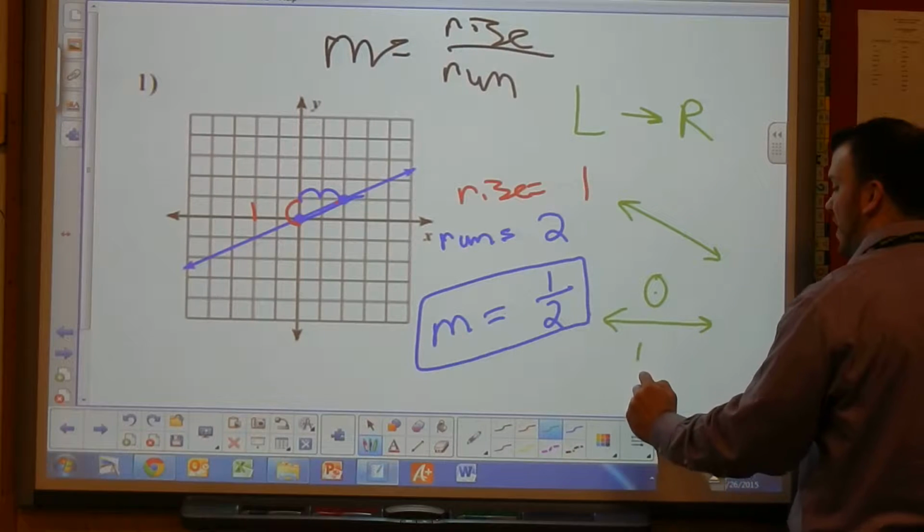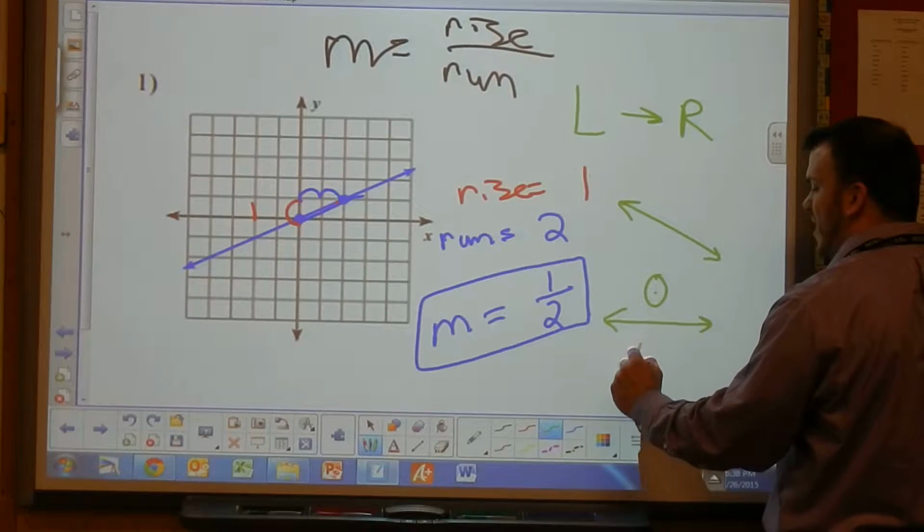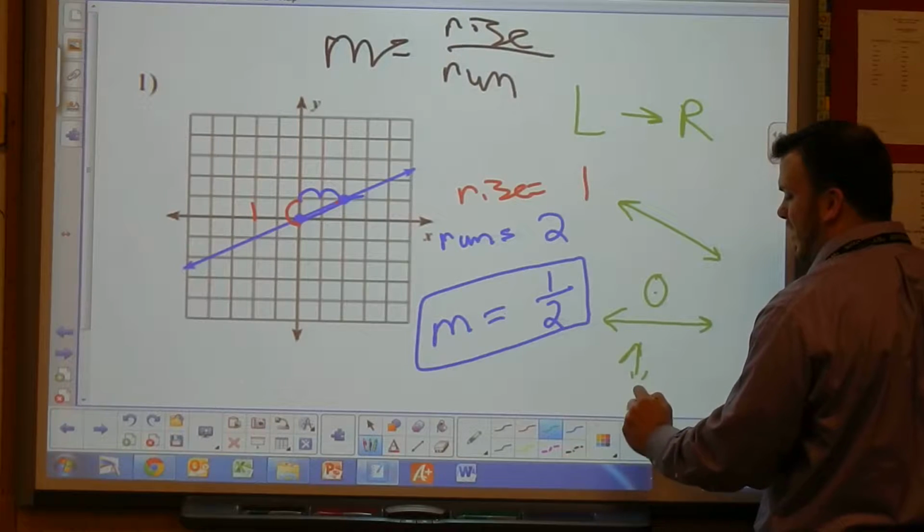And if you ever deal with a vertical line, oh nice, our new smartboard doesn't want to work either.